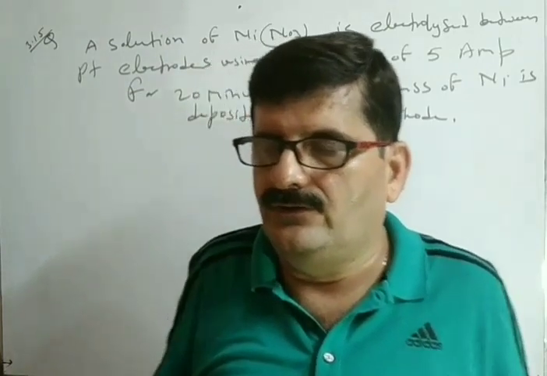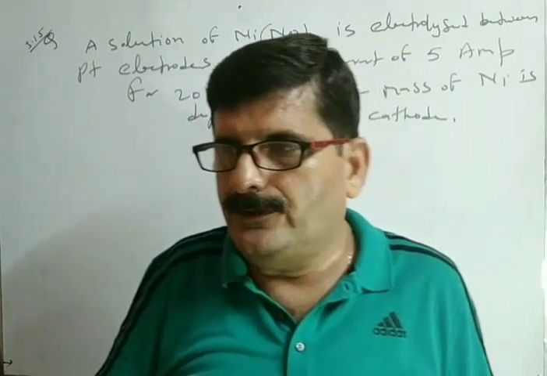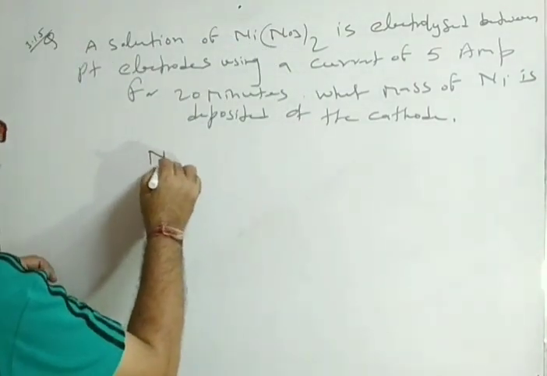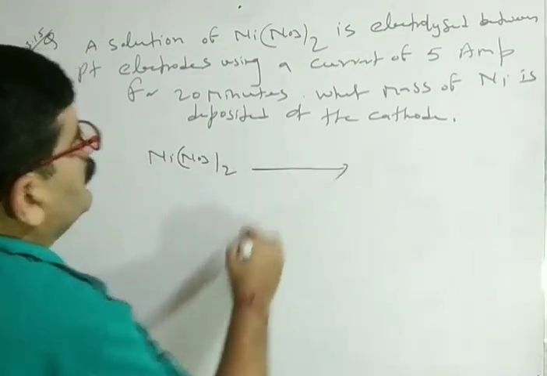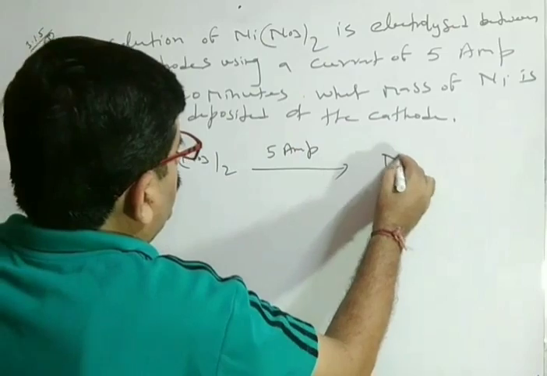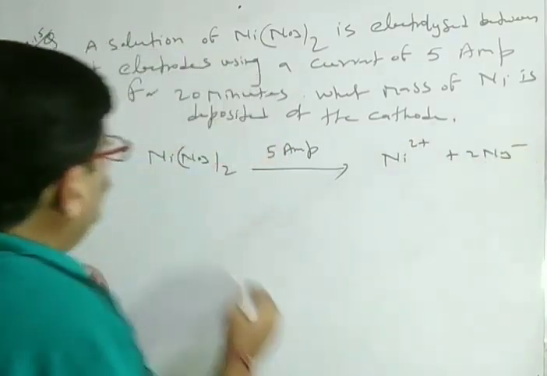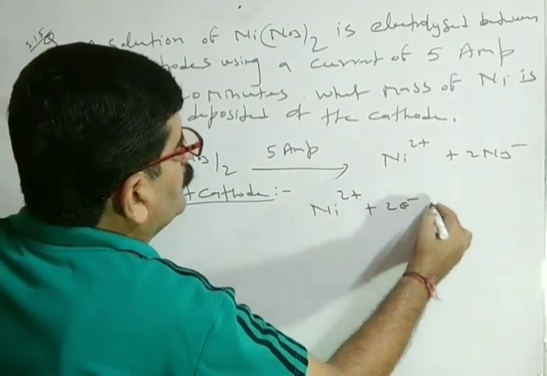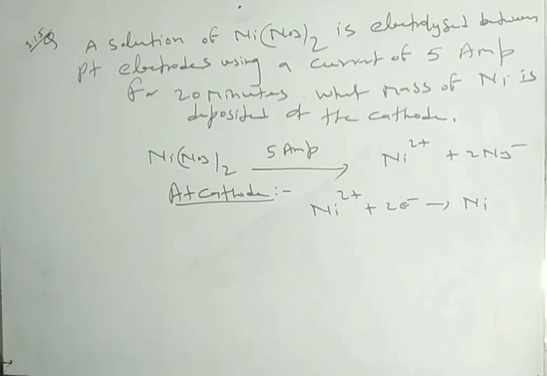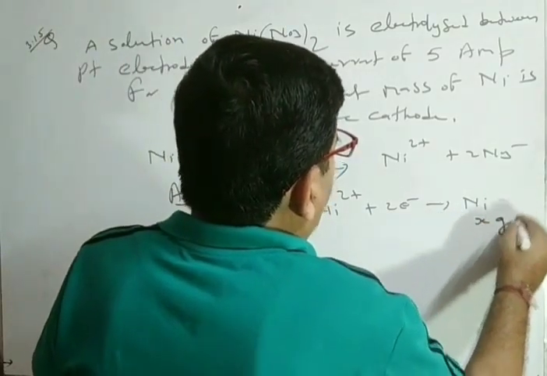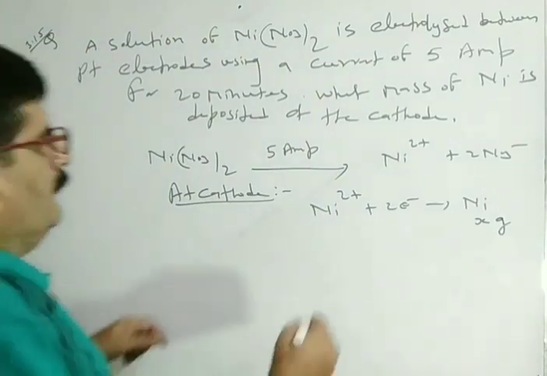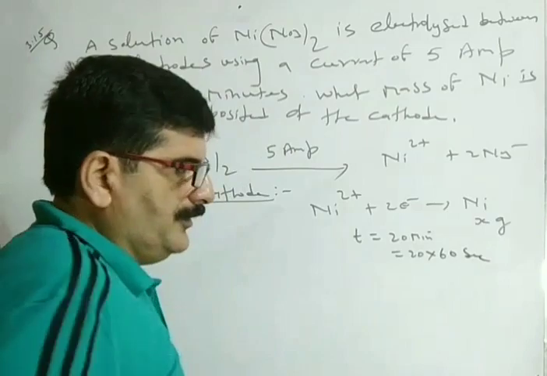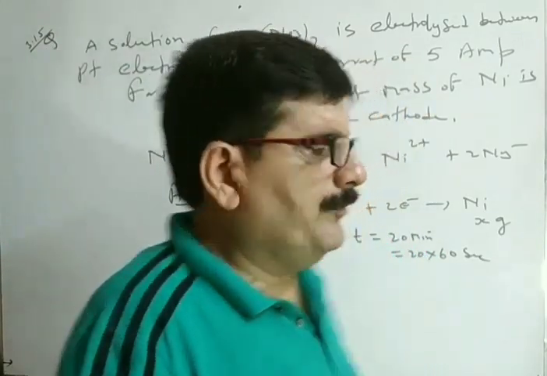Why? Because time is given, and a relation is developed between weight and time with the help of current and electrochemical equivalent. So according to the question, Ni(NO3)2 is given and 5 ampere current is supplied. It is converted into Ni2+ plus 2NO3- at the cathode. Only reduction occurs. Ni2+ accepts 2 electrons and is converted into what? Nickel. The weight of nickel deposited is equal to, suppose, x gram. T is given, 20 minutes, which means 20 into 60 seconds. Generally, time is taken in seconds in Faraday's first law of electrolysis.